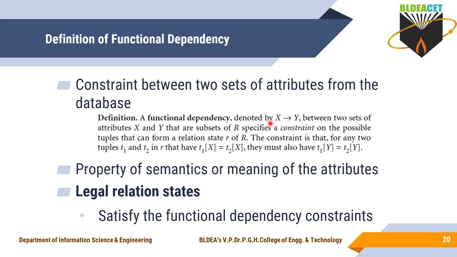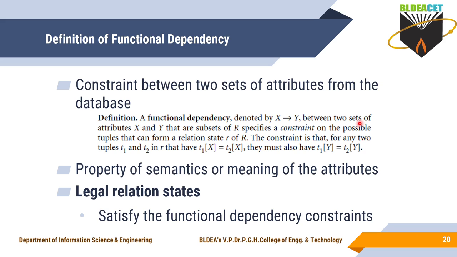The definition: it is denoted by X arrow Y. We read this as X determines Y. If you read from the other side, from the right side, then we say Y is functionally dependent on X. In the same way, if you read from the left side, X determines Y here. It is between two sets of attributes X and Y.